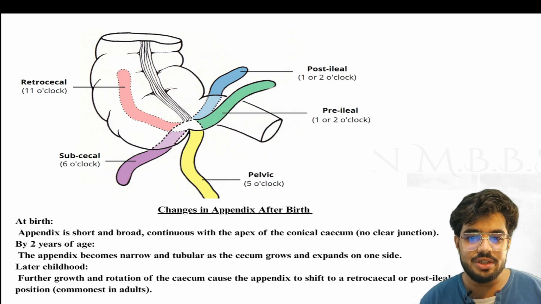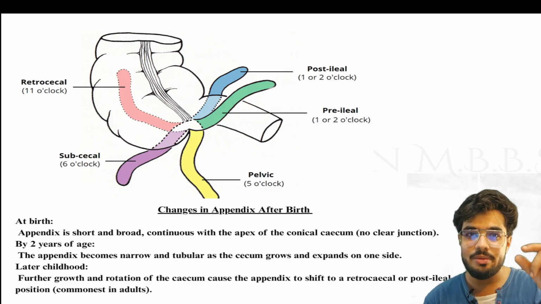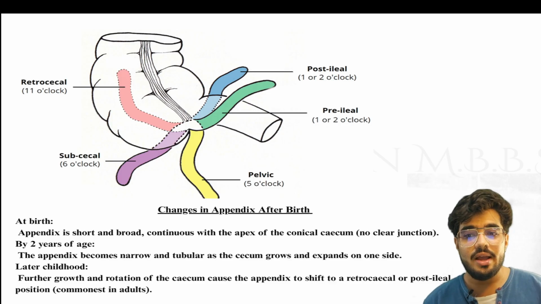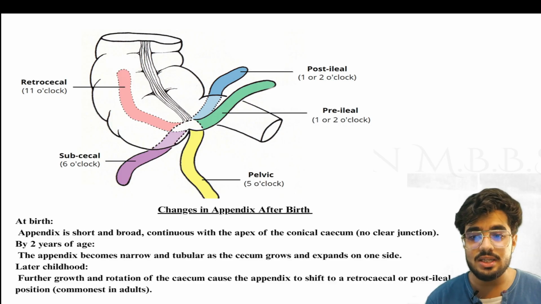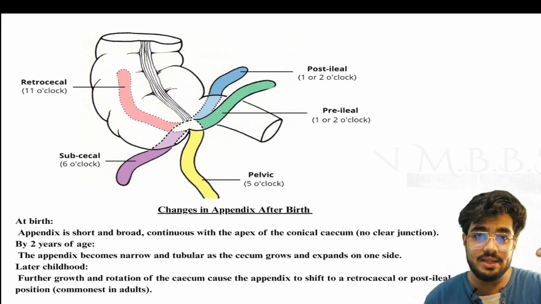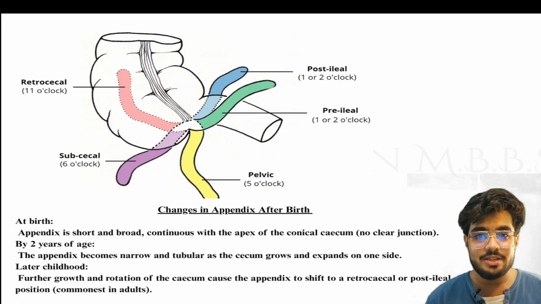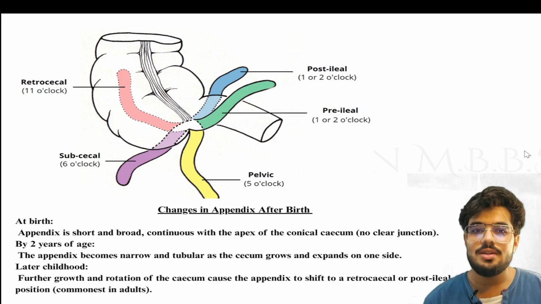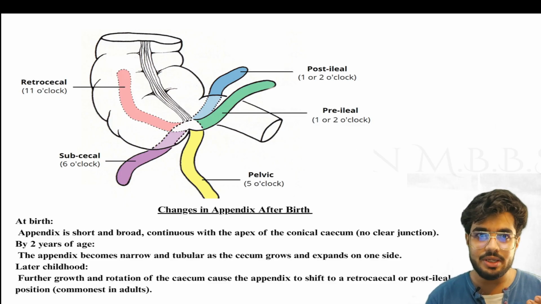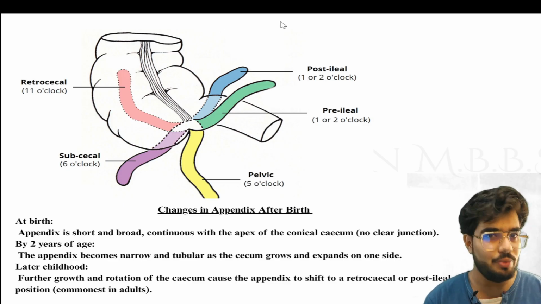By the age of 2 years, this appendix, from short and broad, will start becoming a narrow and tubular structure. And later on in childhood, when the cecum grows and there is a rotation of the cecum, the tip of the appendix will have a different position. So let's learn these positions. First, if it is ahead of the ileum, we call it pre-ileal. If it is behind the ileum, we call it post-ileal.